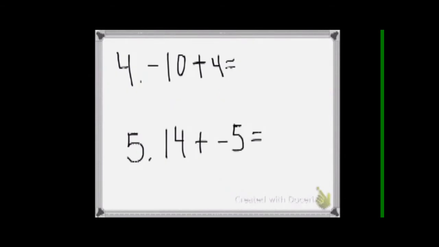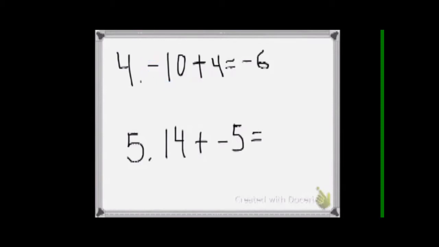Let's try solving the problems without chips now. Thinking back to our rules, if the signs are different, we subtract, and if the signs are the same, we add. So for number 4, since our signs are different, we have to subtract. Let's ignore this negative sign for a minute and just think 10 minus 4. 10 minus 4 is 6. So since we have more negatives, the answer will be negative. So our answer is -6.